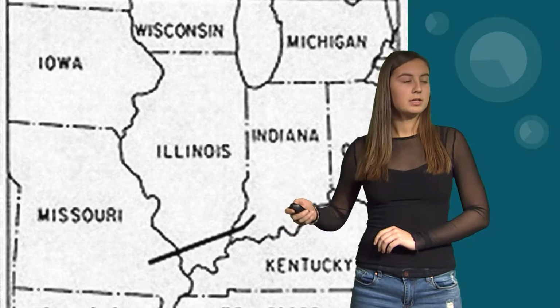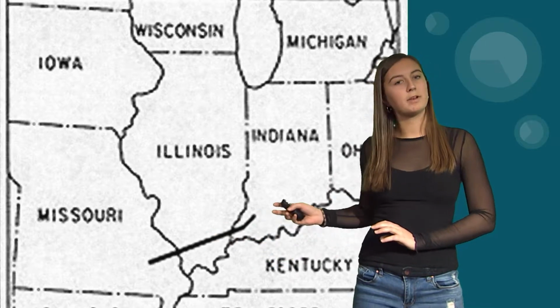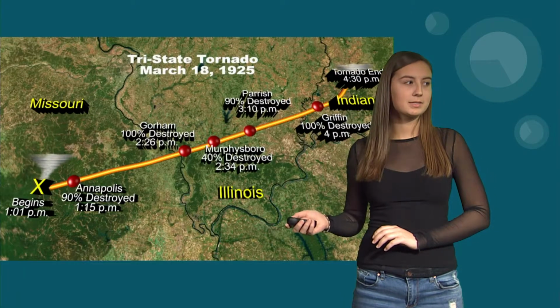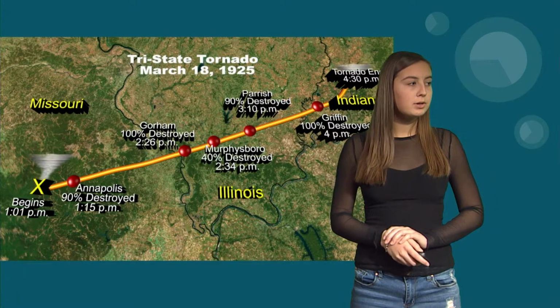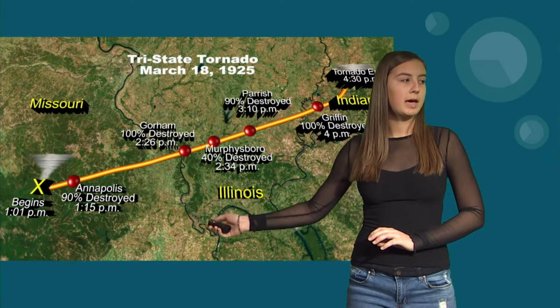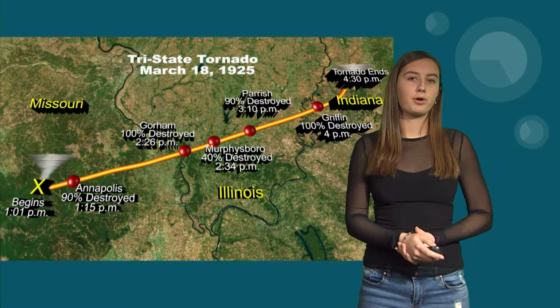So here it started in Missouri, it went up to Illinois, and then finished in Indiana. So that's why it's called the Tri-State Tornado, because it went through 3 different states. Here's a closer look, and you can see the main towns where it destroyed. It began around 1 o'clock in the afternoon and ended around 4:30 p.m.